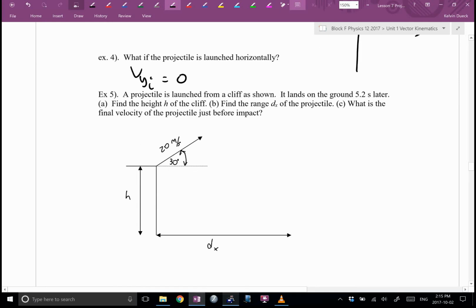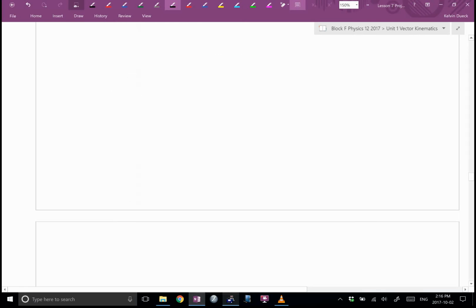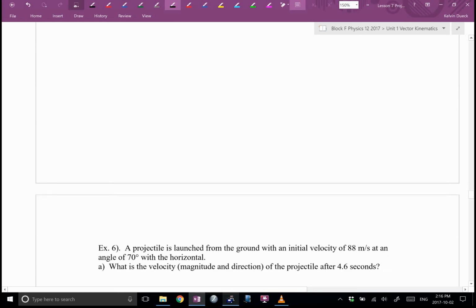In example 5, what have they given us in the question? Time. That means you'll have two things, one that you can put on each column. Time in vertical, time in horizontal. Part A says find the height. It's fairly plug and chug. Part B says find the range. It's fairly plug and chug. We're going to pass that question.